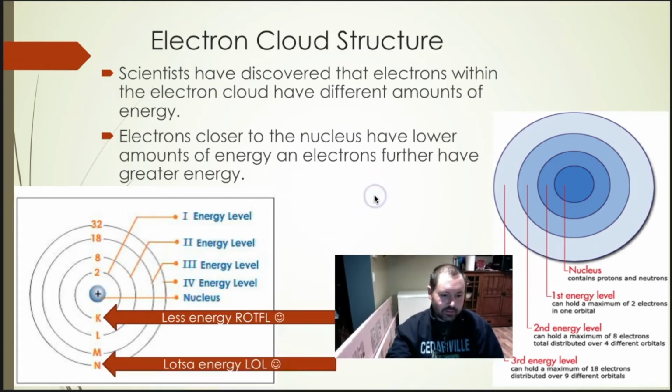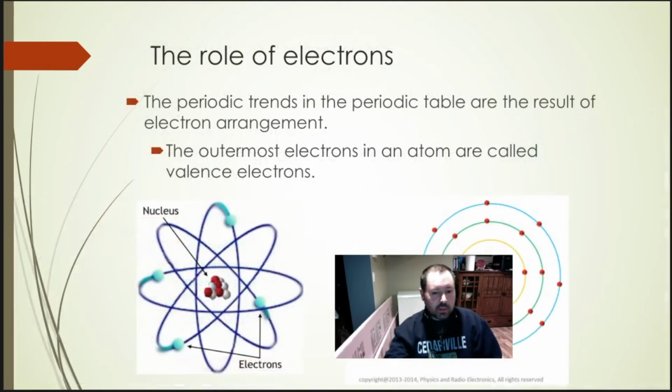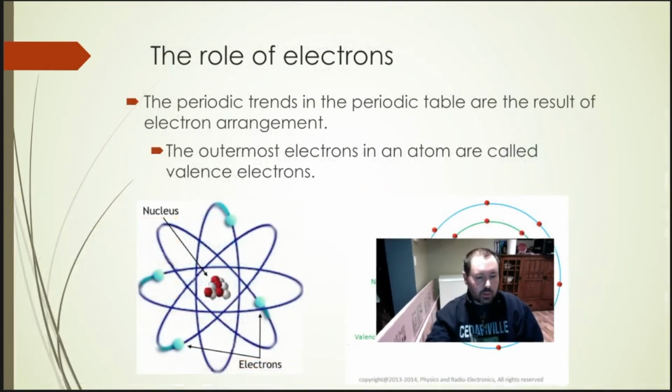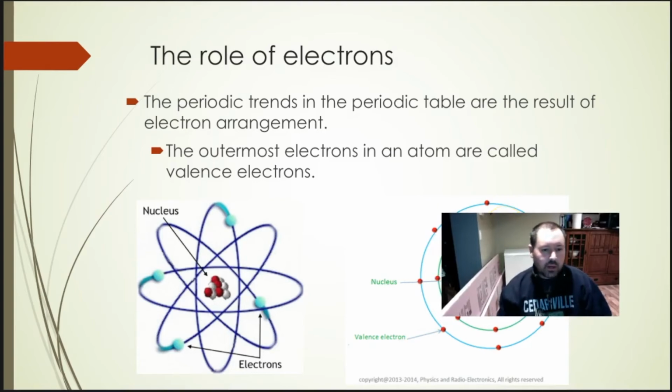Well, okay. Let's talk about the role of electrons, because electrons are pretty important things. The periodic trends in the table are the result of electron arrangement. So that's one of the reasons why the periodic chart looks the way that it does, is because of the way that the electrons are arranged.